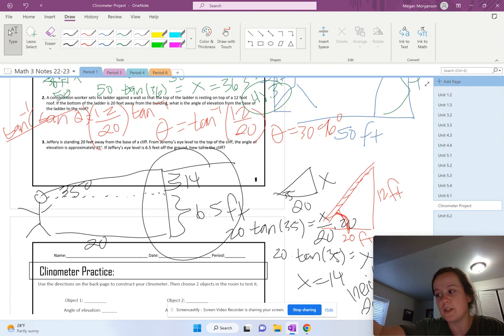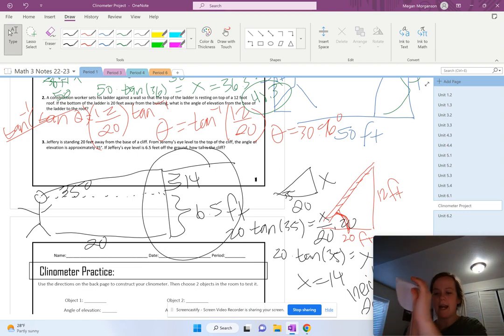So you're going to use your feet to measure it. Start at the projector, the wall with the projector. You're going to walk a certain distance away from it. Let's say you go 10 feet away, like 10 steps. The next thing you're going to do is measure the angle of elevation. So that's where this clinometer comes in.